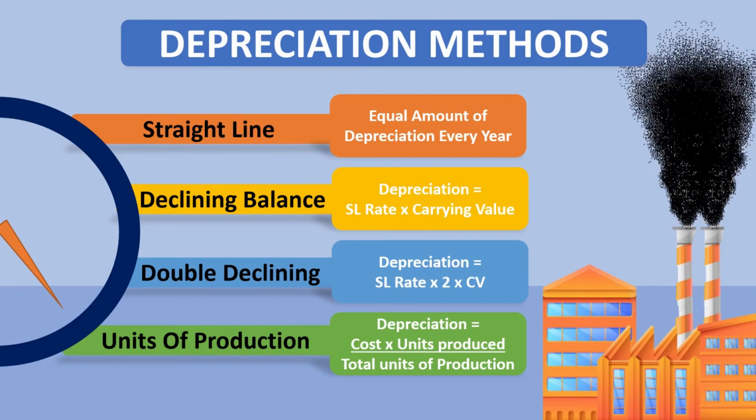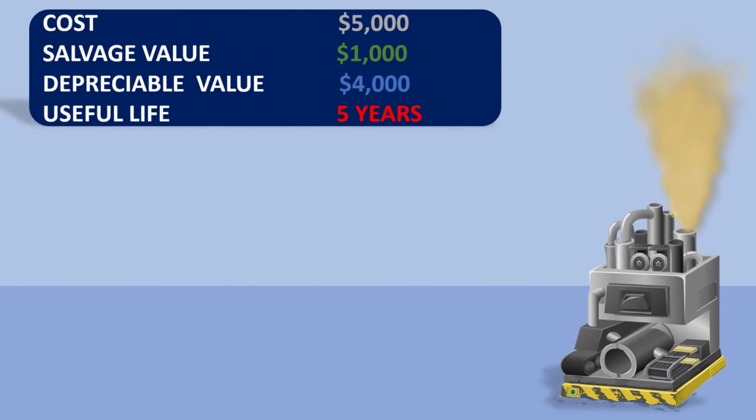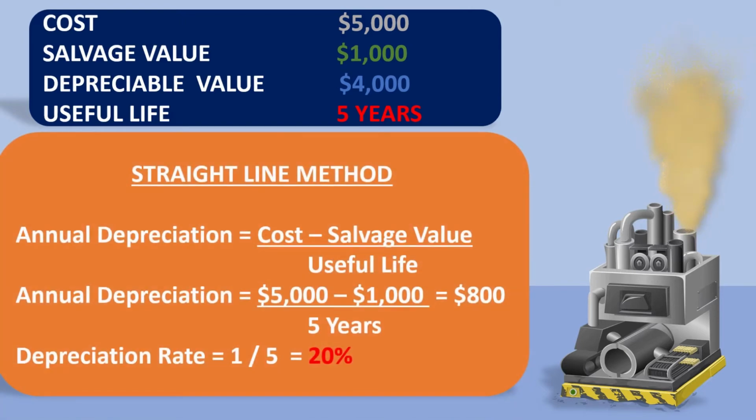Let's assume that a company buys a machine at a cost of $5,000. The company decides on a salvage value of $1,000 and a useful life of 5 years. Based on these assumptions, the depreciable amount is $4,000. Using the straight-line method, the depreciation expense will be as follows. The annual depreciation using the straight-line method is calculated by dividing the depreciable amount by the total number of years. In this case, it amounts to $800 per year. This results in a depreciation rate of 20%.